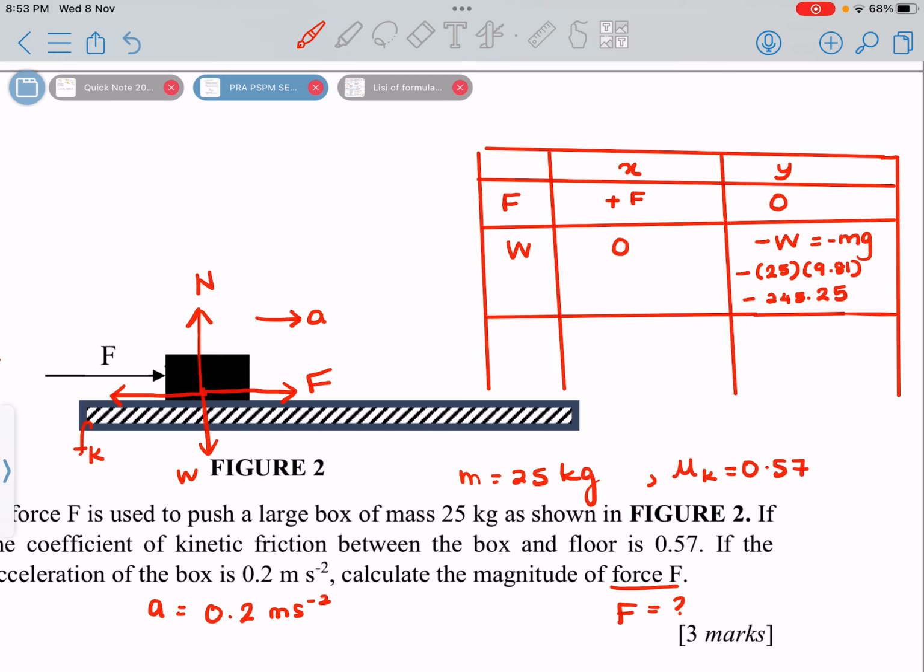Okay, and now we have our normal, I think 0, positive N, I think. Oh, am I missing something? We have what, berapa? 1, 2, 3, 4. Okay, so apa yang Miss tak buat ni? Sekejap, sorry, apa yang Miss tertinggal? F, frictional force kan? F ada, W ada, N ada, frictional force.